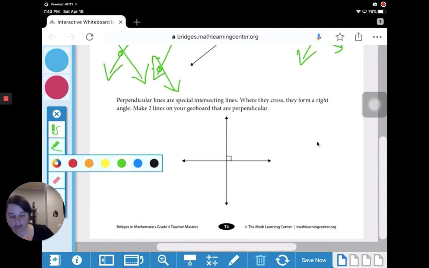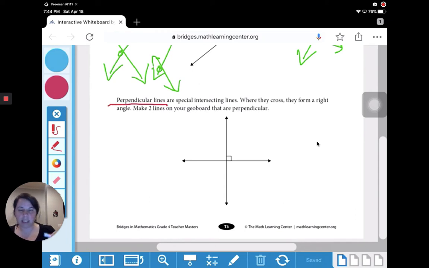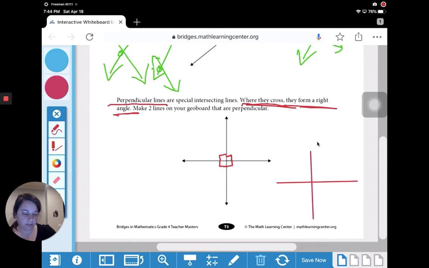The third type of line that we're going to talk about are perpendicular lines. And perpendicular lines are a very special type of intersecting lines because while they do intersect or cross over with each other, where they cross, they form a right angle. Remember that little square right there means that they make a perfect right angle. So when lines are perpendicular, they cross and make a 90-degree angle. So if I was going to draw my own perpendicular lines, I would make them cross and form a perfect right angle with each other. Oops.